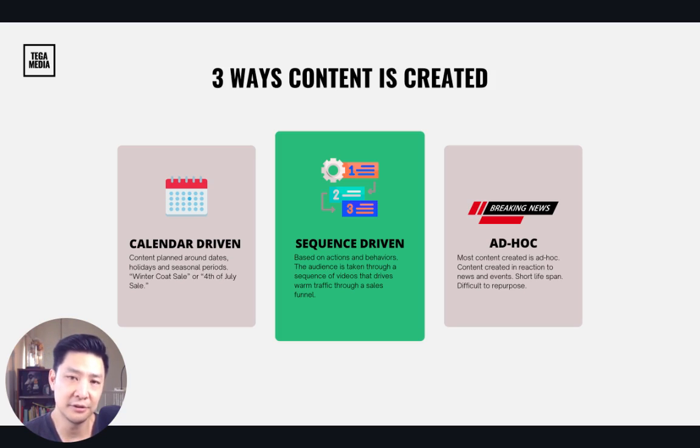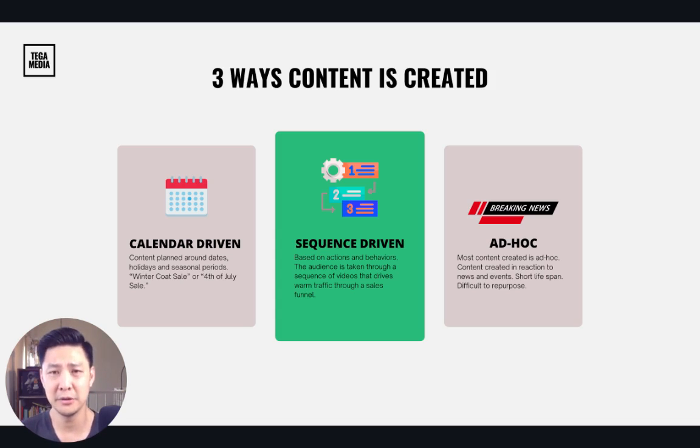First, it's going to be calendar driven. We hear about it all the time. You've got to create a content calendar. And so people create content calendars, and then they plot out different dates, and they create content based around dates and seasonal periods. Or people create ad hoc, which is just kind of random creation. So it's based on news or other current events that are happening, and then they're going to create a piece of content in reaction to that.